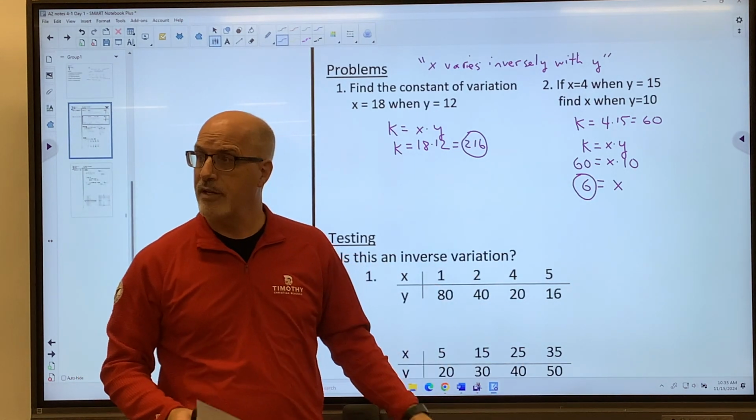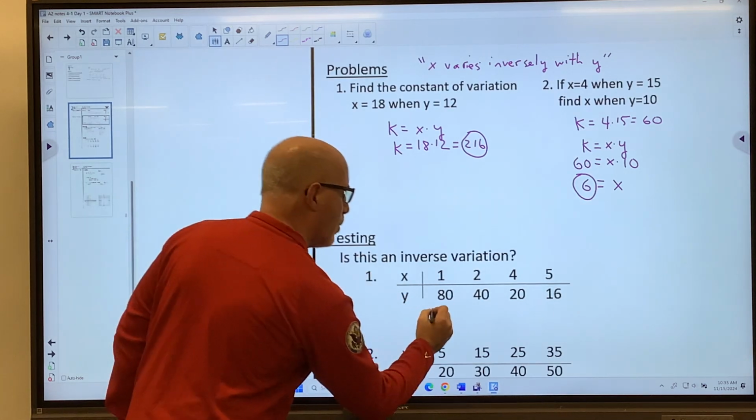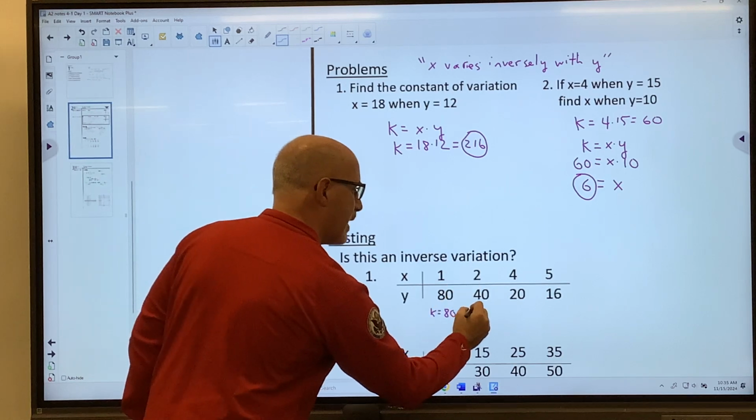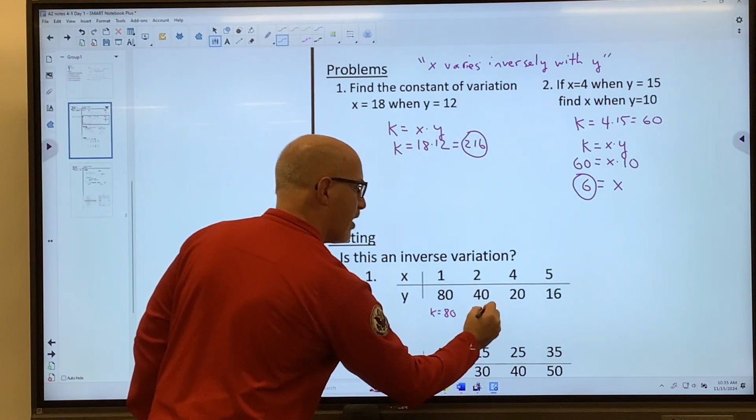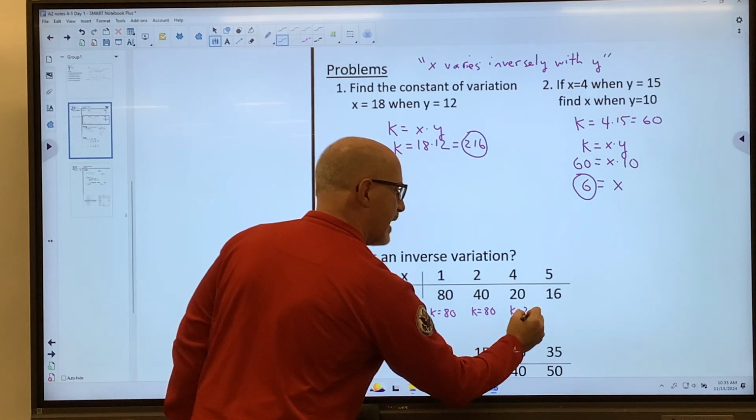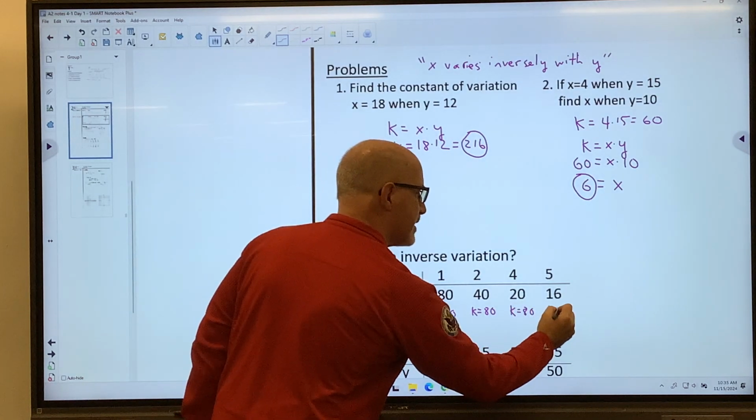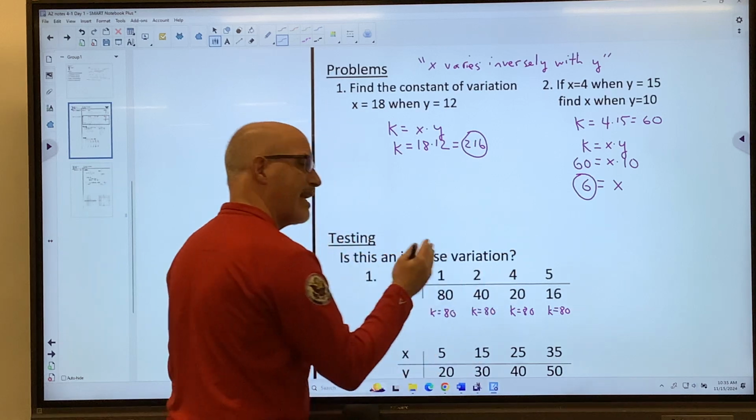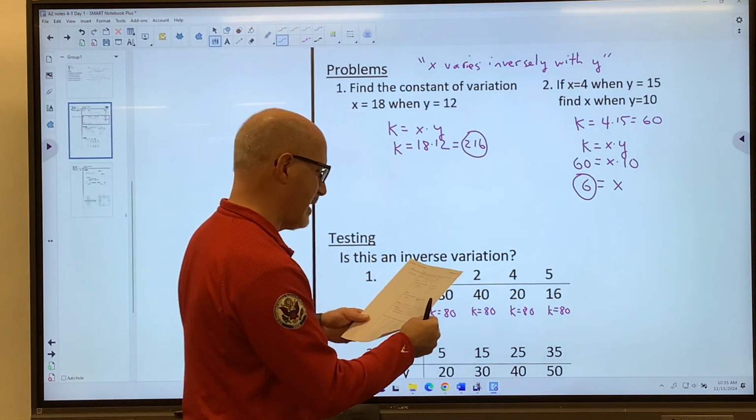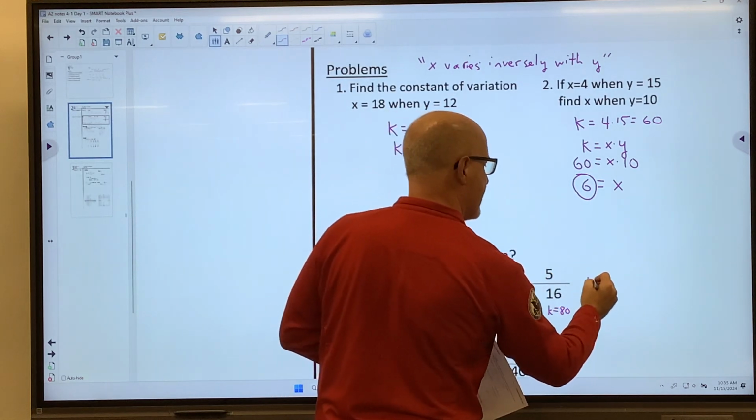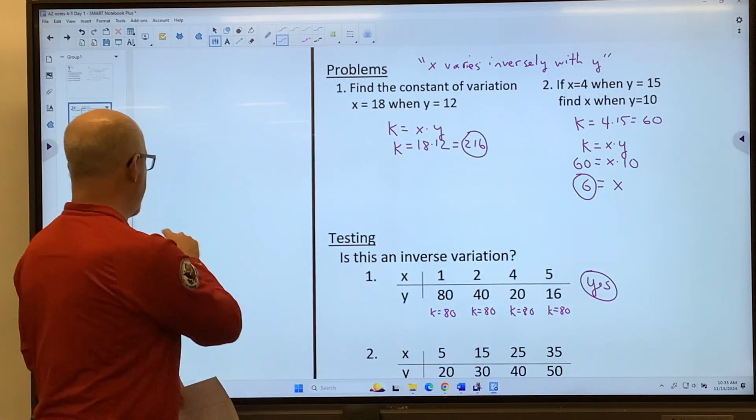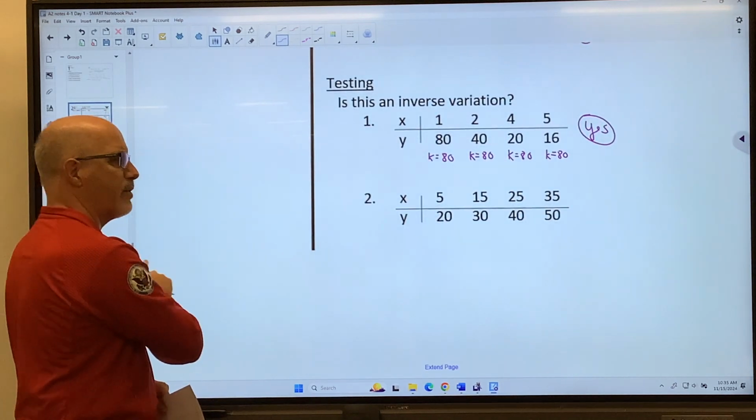So notice if I multiply 1 times 80, I get a constant of 80. If I multiply 2 times 40, I also get 80. If I multiply 4 times 20, I still get 80. And then 5 times 16, I get 80. You get the same constant every time. If that's the case, the same constant, this is going to be yes, it is an inverse variation. You try it with this one.